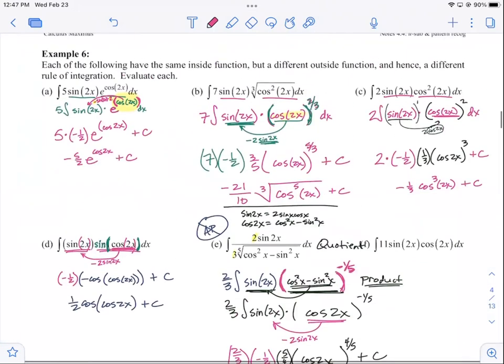All right. Questions on example 6? It was kind of helpful to see the same inside function, but the rules of antiderivatives were different.